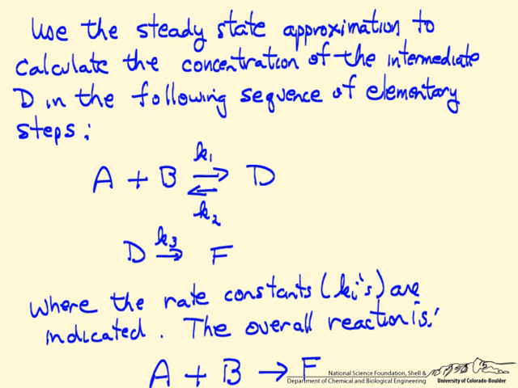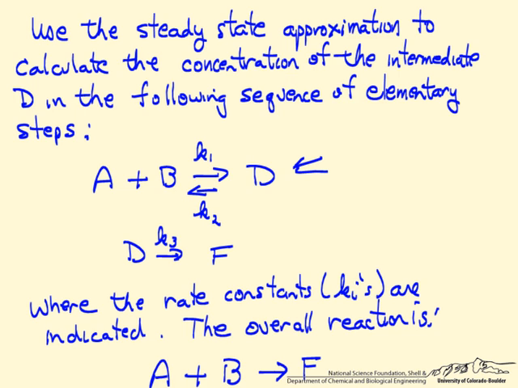This example applies the idea of the steady state approximation to calculating the concentration of a reactive intermediate, in this case this intermediate D, in a sequence of elementary steps. And the idea of elementary steps is the reactions occur as they're indicated, namely a molecule of A collides with a molecule B to make this intermediate D.